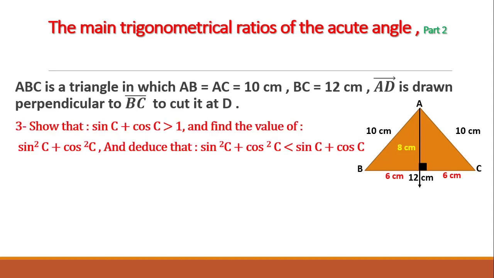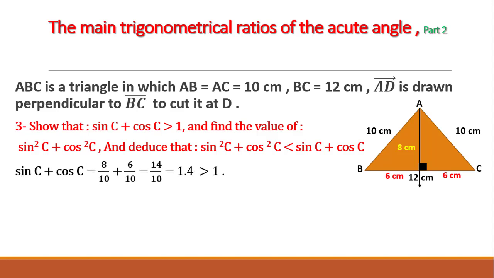Show that sine C plus cosine C is greater than 1. We calculated before and we see that sine C plus cosine C equals 1.4, so it's greater than 1. And find the value of sine power 2C plus cosine power 2C and deduce that sine power 2C plus cosine power 2C is less than sine C plus cosine C.